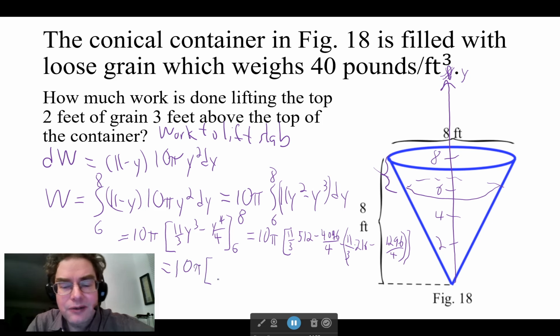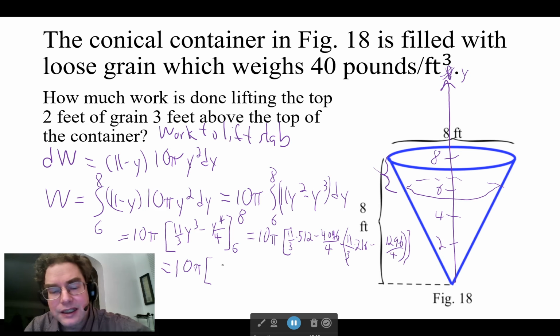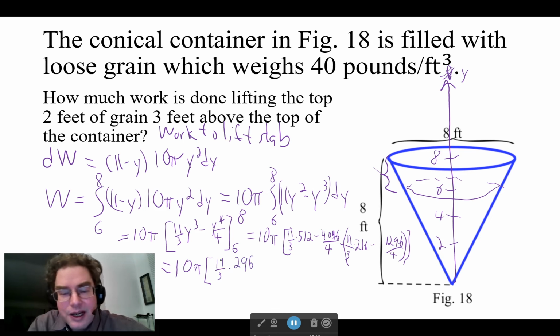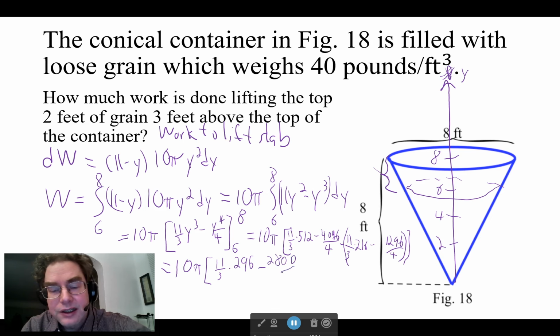Okay, we still got the 10 pi out front. I'm going to do 11 thirds times 512 minus 11 thirds times 216. That's going to give me 11 thirds times 296. Okay, this is the approach I'm going to take with it. Again, certainly not the only one. And then I'm going to do negative 4,096 plus 1,296. That's actually going to leave me with exactly minus 2,800 over 4.